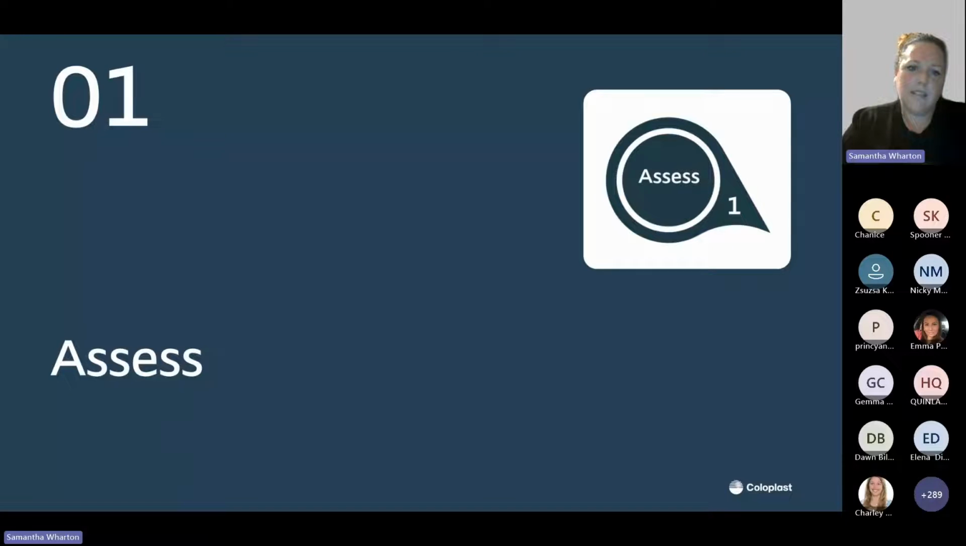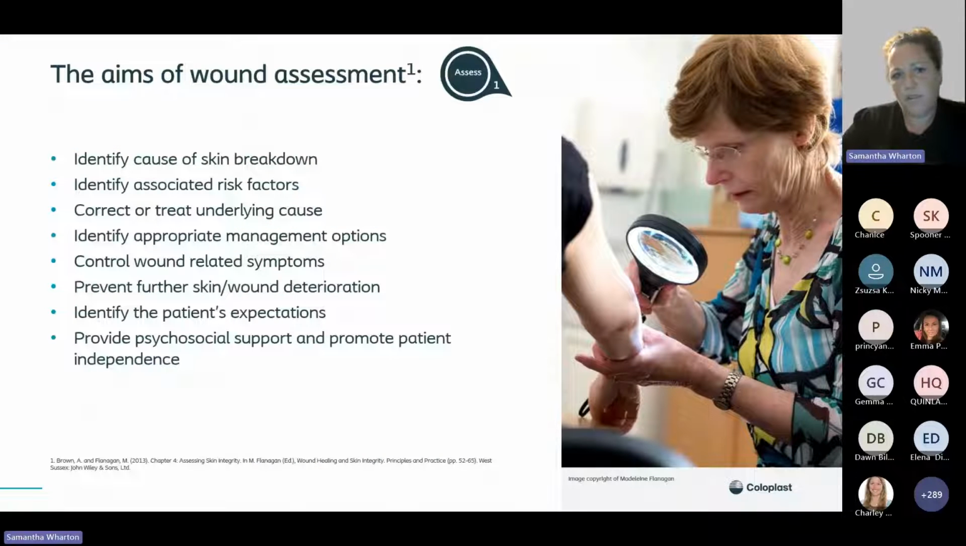So when we're looking at our assessment, what is our aim of wound assessment? Well, firstly, it's to actually identify the cause of skin breakdown. Without knowing what's caused that wound, you're not going to be able to progress it and heal it. So, for example, is it a pressure ulcer? What equipment do we need to remove that pressure? How do we need to position that patient to ensure that pressure is removed from the area? Is it a venous leg ulcer? Do they need compression therapy to ensure that wound's going to progress? So it's really important that you identify that cause of that skin breakdown initially.